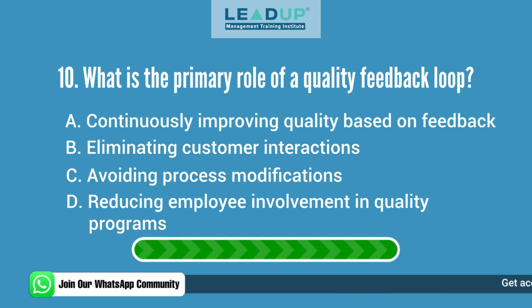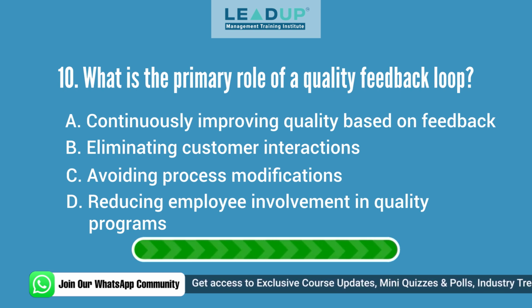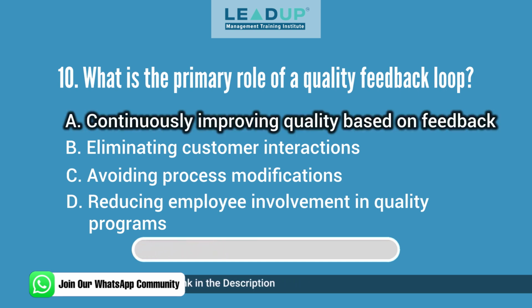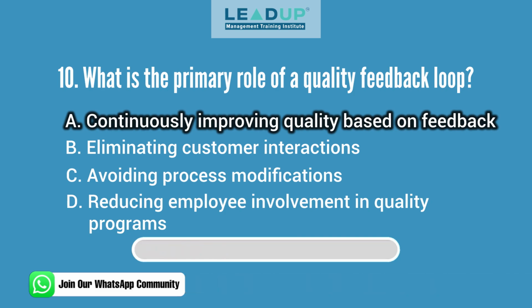Question 10. What is the primary role of a quality feedback loop? A. Continuously improving quality based on feedback. B. Eliminating customer interactions. C. Avoiding process modifications. And D. Reducing employee involvement in quality programs. The answer is continuously improving quality based on feedback.